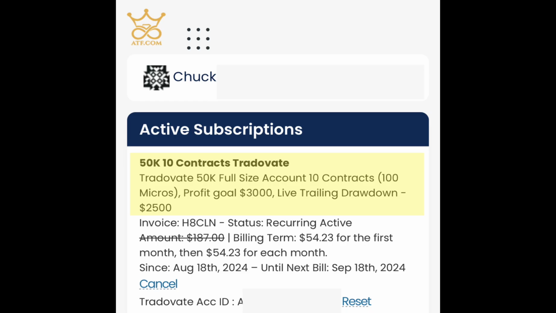So if you remember the last video, the account I set up for the demonstration was a 50K account. The details of the goal and drawdown are highlighted in yellow. I'm not going to cover that today, but I'll put a link to the first video in the description. But take note, we needed to make 3K and couldn't lose more than 2.5K.